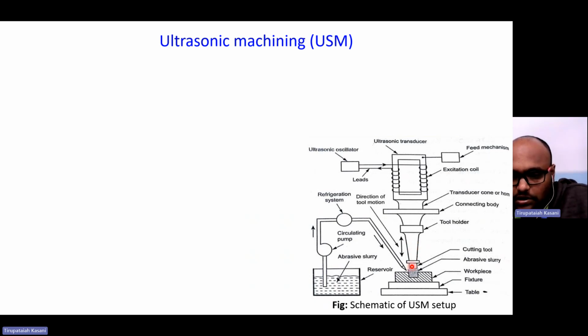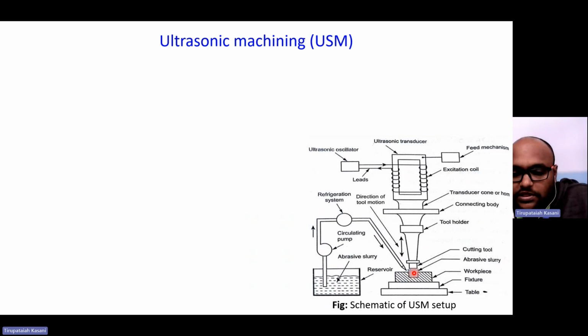Okay, the tool moves up and down in this motion. Whenever the slurry comes into the gap between the workpiece and the tool, the abrasive particles are hit by the tool. The tool will hit the abrasive particles, and those abrasive particles will hit the workpiece, so that the kinetic energy of those abrasive particles is used to remove the material.